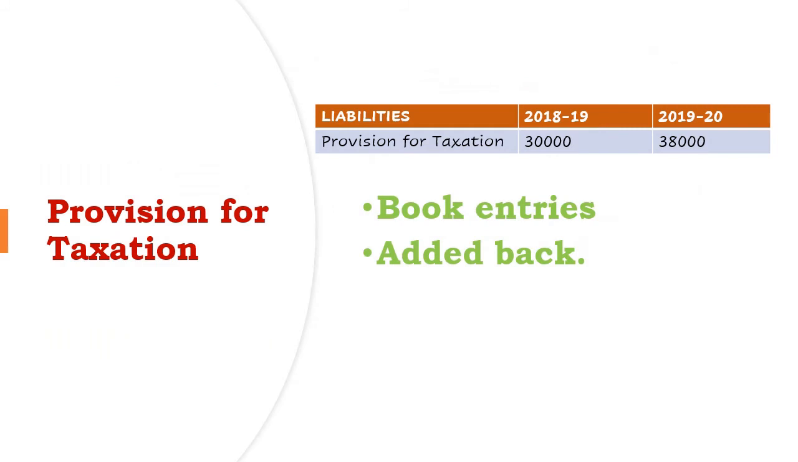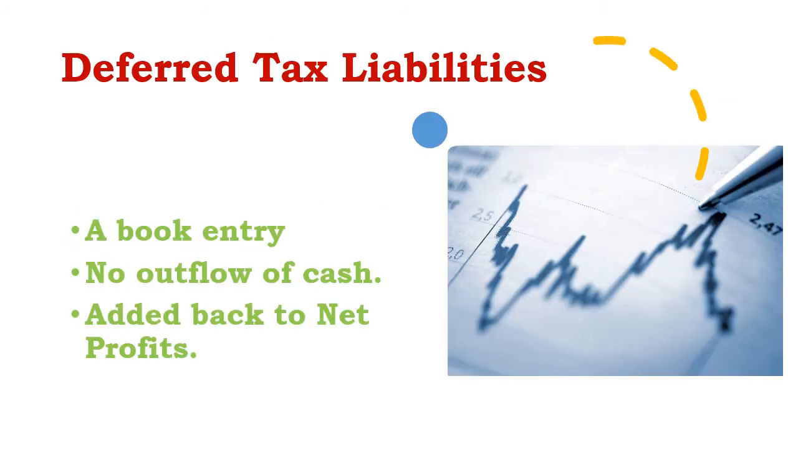Same case in the case of provision for taxation. Provision for the previous year was 30,000. For this year it is 38,000. So we'll add back the amount of rupees 38,000, that is the provision made for the current year. As there is no cash outflow, it will be only a book entry.